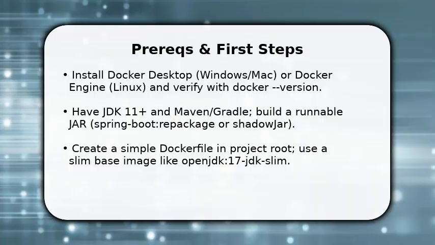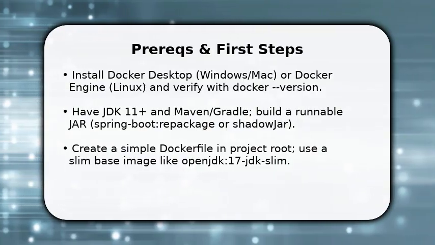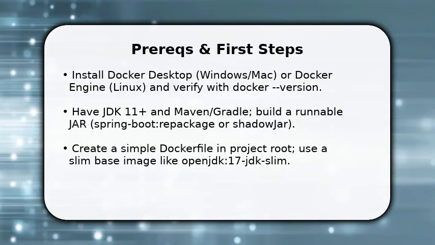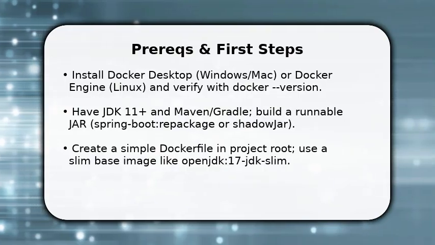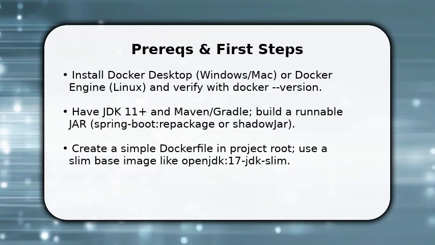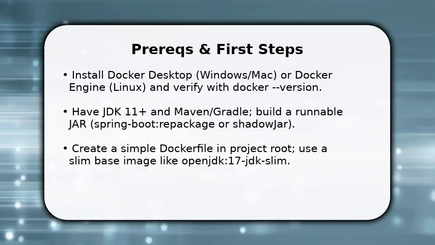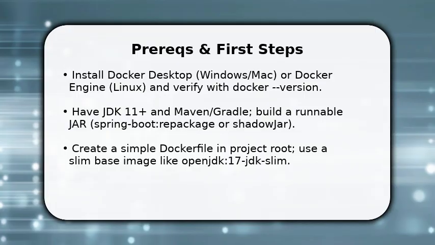Enjoy the video. You start by confirming prerequisites: Docker installed, JDK 11 or newer, and your Java app builds to a single runnable JAR. Once done, create a Dockerfile at the project root. Use an official slim base image to minimize layers and attack surface, for example OpenJDK 17 JDK Slim.